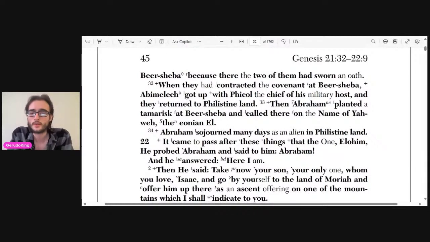When they had contracted the covenant at Beersheba, Abimelech got up with Phicol, the chief of his military host, and they returned to Philistine land. Then Abraham planted a tamarisk at Beersheba and called there on the name of Yahweh, the Eonian El. Abraham sojourned many days as an alien in Philistine land.